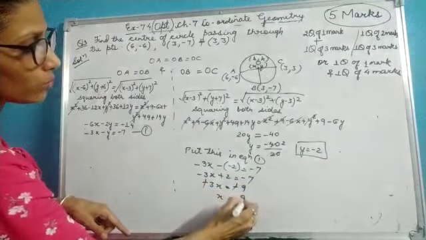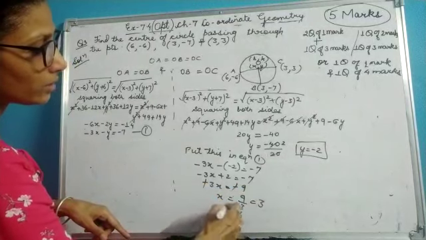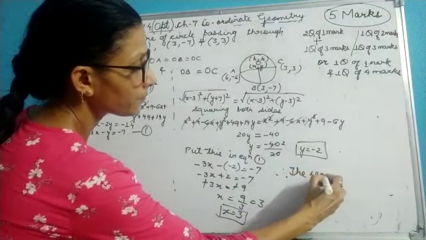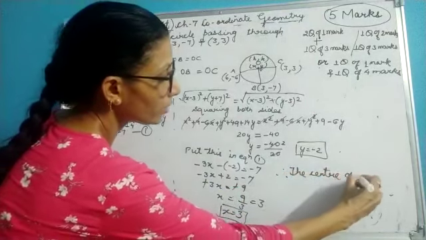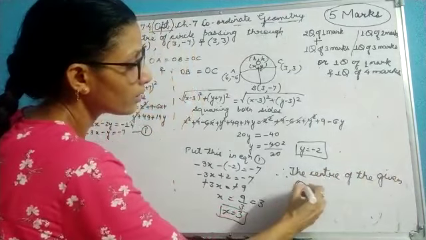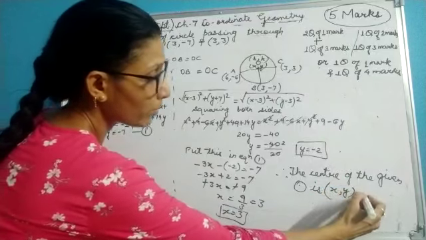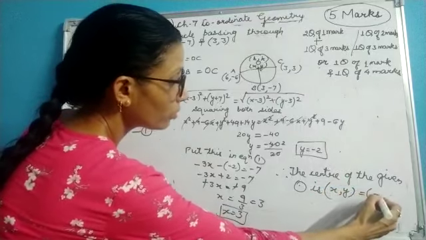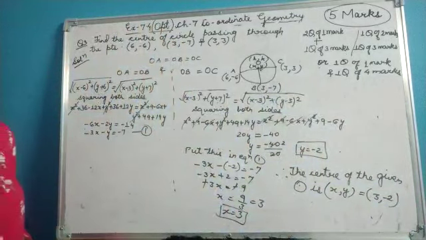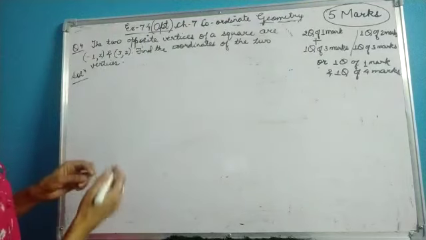So x equal to 9 by 3, which is equal to 3. That means I am getting my x equal to 3. Therefore, the center of the given circle is, what was the center? X comma y. So this is equal to 3 comma minus 2. So 3 comma minus 2 is the center of the circle. Have a look. Let's work on this question.